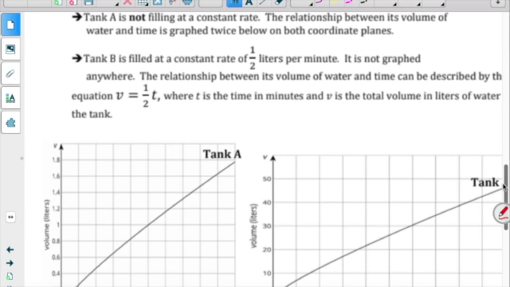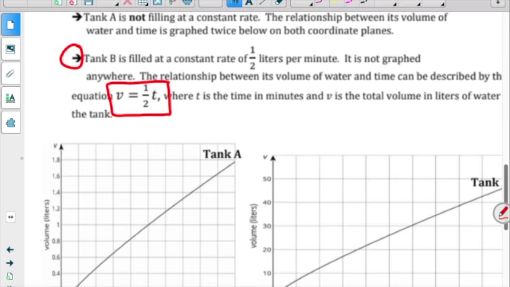Okay, tank B is filling at a constant rate of 1/2 of a liter per minute. It is not graphed anywhere. The relationship between its volume and time can be described by the equation V is equal to 1/2 of T, where T is time in minutes and V is the total volume in liters of water in the tank.